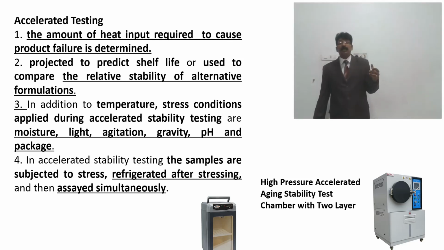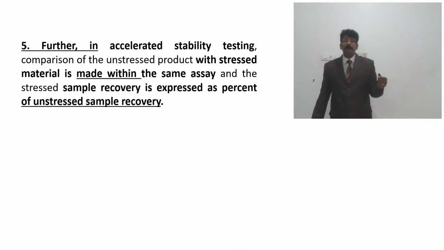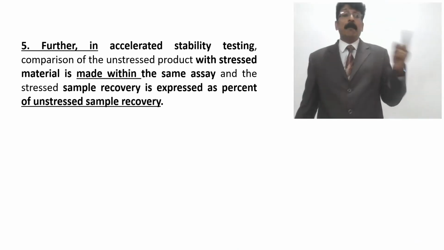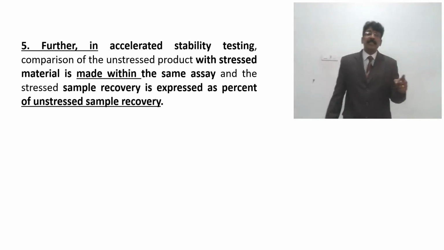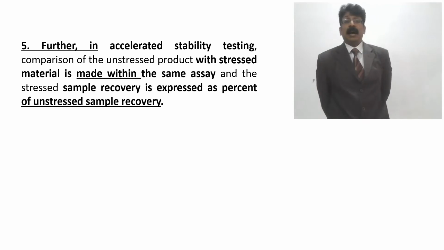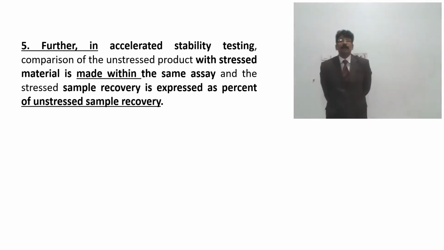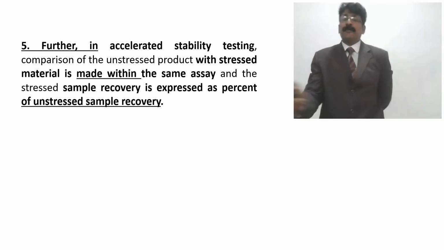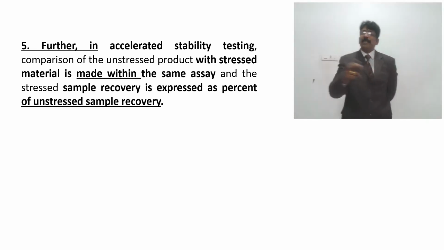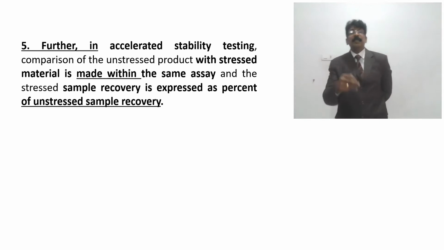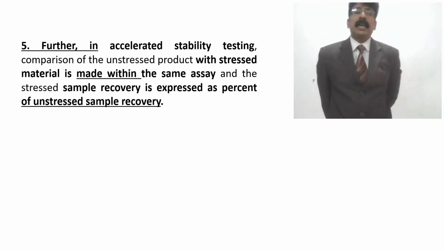You have to perform this. And further, in accelerated stability testing, comparison of the unstressed product with the stressed material is made within the same assay, and the stressed sample recovery is expressed as a percent of unstressed sample recovery. So stressed and unstressed, different types: increased temperature, lower temperature, normal temperature. As we have tested in the pharmacological study, the control study, this is also how it has to be done for stressed and unstressed in accelerated stability study.